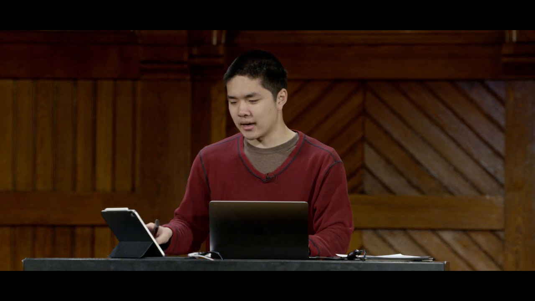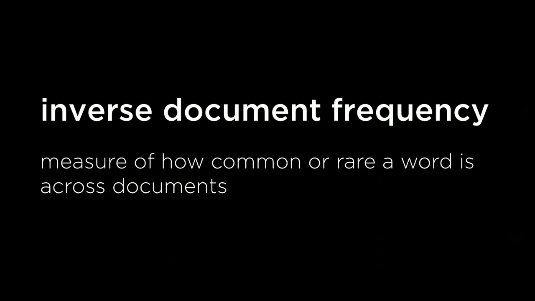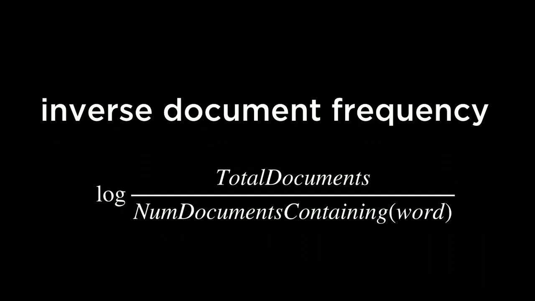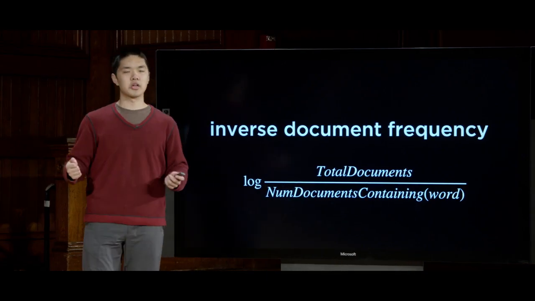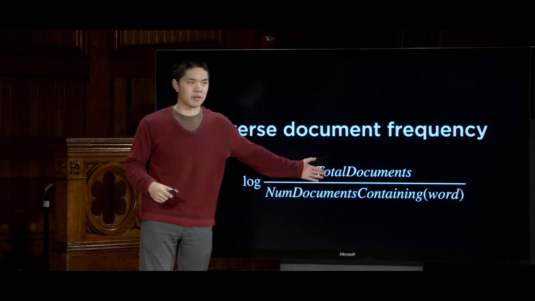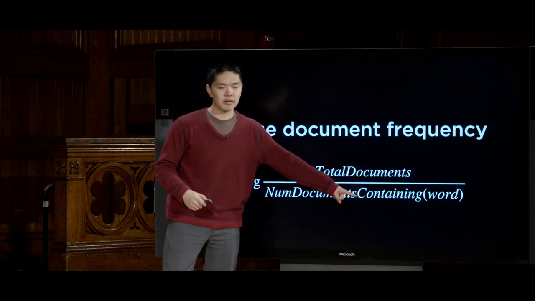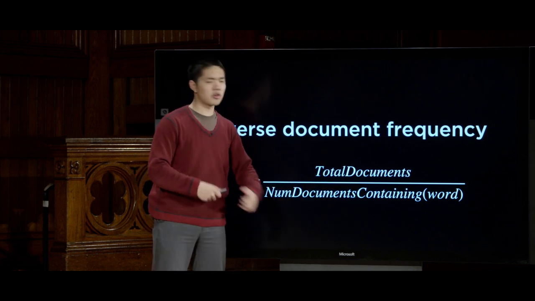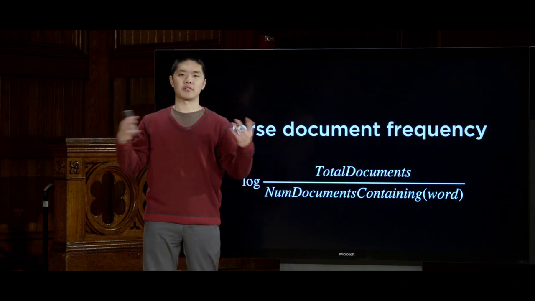And so to get at that idea, we're going to introduce the notion of inverse document frequency. Inverse document frequency is a measure of how common or rare a word happens to be across an entire corpus of words. And mathematically, it's usually calculated like this, as the logarithm of the total number of documents divided by the number of documents containing the word. So if a word like Holmes shows up in all of the documents, well, then total documents is however many documents there are, and the number of documents containing Holmes is going to be the same number. So when you divide these two together, you'll get 1. And the logarithm of 1 is just 0.